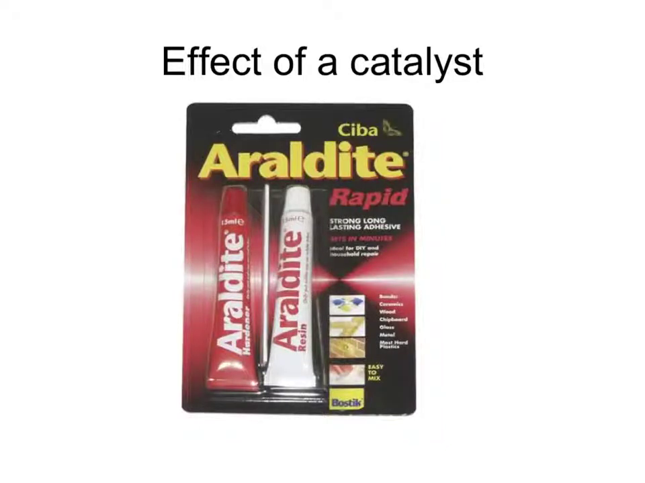You may already know that a catalyst is a substance that speeds up a chemical reaction, but here's an everyday use of a catalyst. Araldite is a strong adhesive, and the adhesive works by a polymerization reaction. The hardener, which is the catalyst, is mixed in with the monomer in the resin, and this causes the reaction to occur very quickly, and that hardens the araldite mixture.